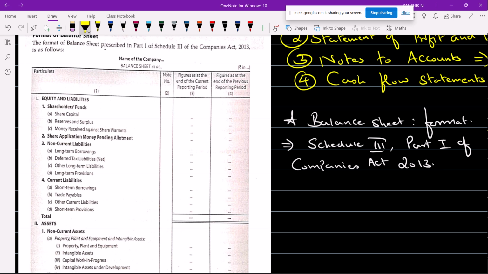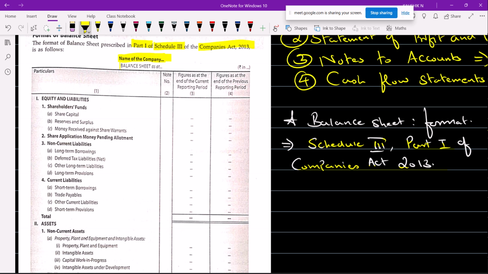The format of the balance sheet, which has been prescribed in Part 1, Schedule 3 of the Companies Act 2013, is the same thing which I mentioned here. I mentioned the schedule first, and then you can see how the heading goes. First you have to write the name of the company. Whichever company you are preparing the balance sheet for, the name of the company should be in the center.